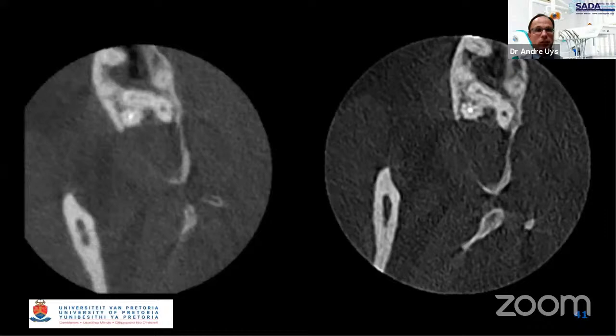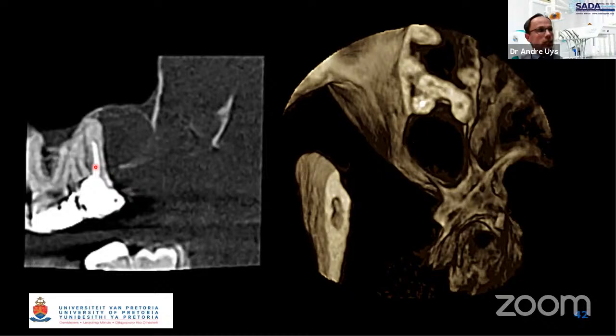There's just another image. This is a sagittal slice. You can see that the distal canal was treated, but the other canals weren't treated. And here you can clearly see that well-circumscribed radiolucency associated with the posterior part of that 1-7. And that is just a 3D representation there. So this just showed us that the canals were accessible, but it was also indicated to do a biopsy and get a proper diagnosis for this lesion.